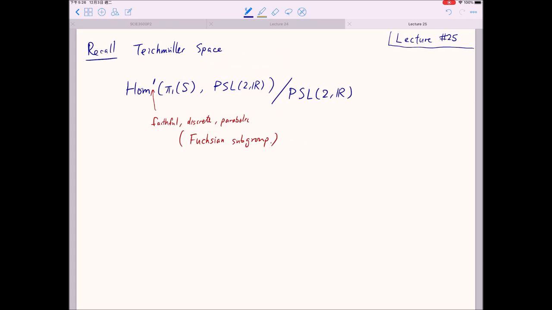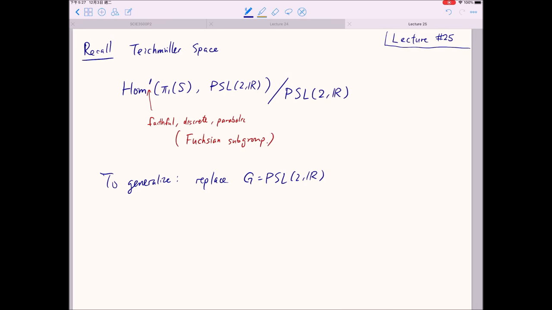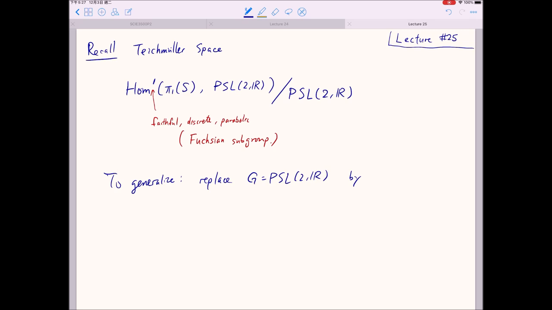So in order to generalize this to a higher rank, the natural thing will be to replace the group PSL(2,R) by some other arbitrary groups. So we want to replace the G by higher rank split semi-simple algebraic groups. And then we consider this as our Higher Teichmüller Theory.